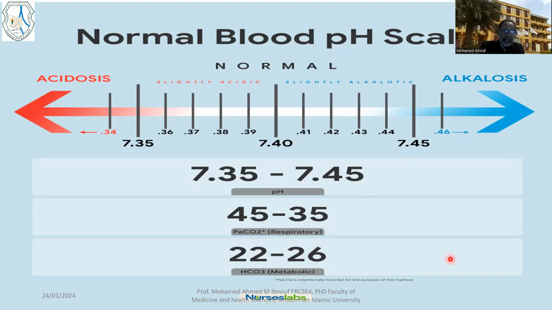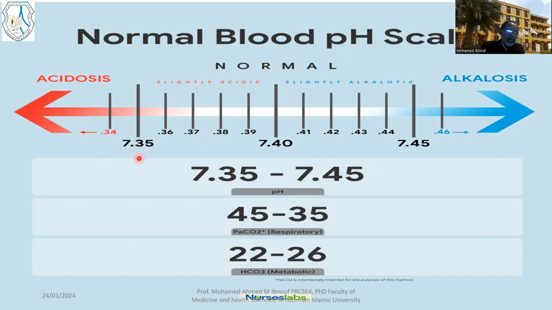bicarbonate is raised, most likely it is metabolic alkalosis. But if the pH is high and the carbon dioxide is low, then most likely it is compensated metabolic alkalosis when the bicarbonate is high. Now, if the bicarbonate is not that high, but the carbon dioxide is very low, it could be due to respiratory alkalosis.